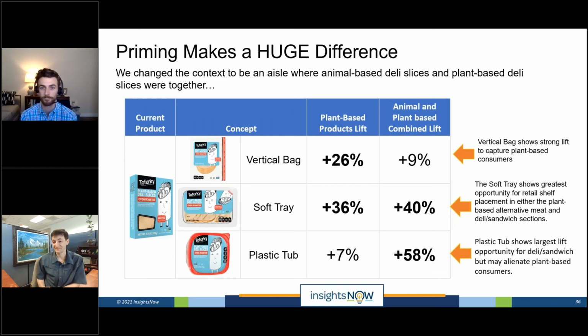How Tofurky was digesting this material for the opportunities. I love this. This one was, I think, more dramatic than I expected, quite honestly.